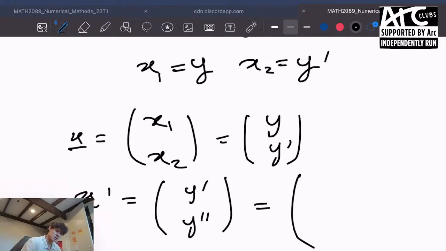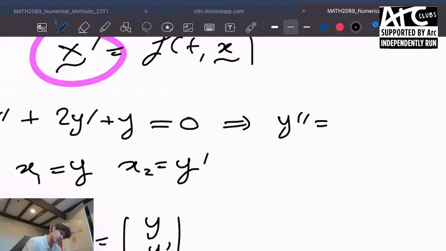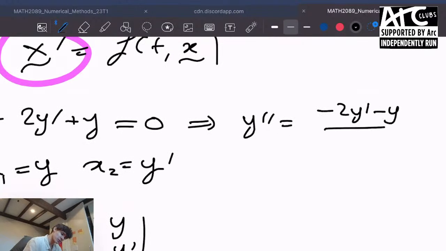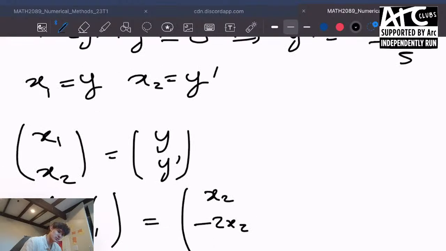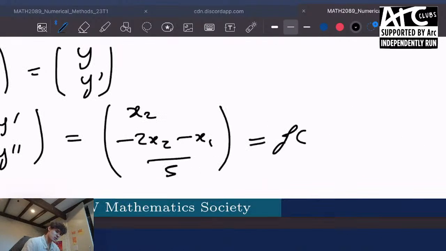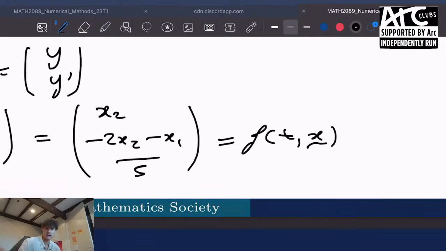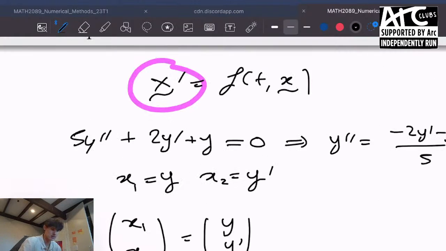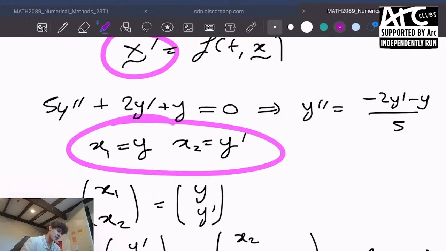Now, what is y dash? That is nothing but x2, right? What about y double dash? Well, we can rearrange this equation. We get y double dash equals negative 2y dash minus y, over 5. What's y dash? That's x2, so it's negative 2x2. What's y? That's just x1. And then what we get is this: our system of equations. You can see that this is some function of t and x1, x2. Obviously, there's no t in this particular example, but there could be in other examples. So the trick that we need to remember is x1 equals y, x2 equals y dash, and that can help us out.